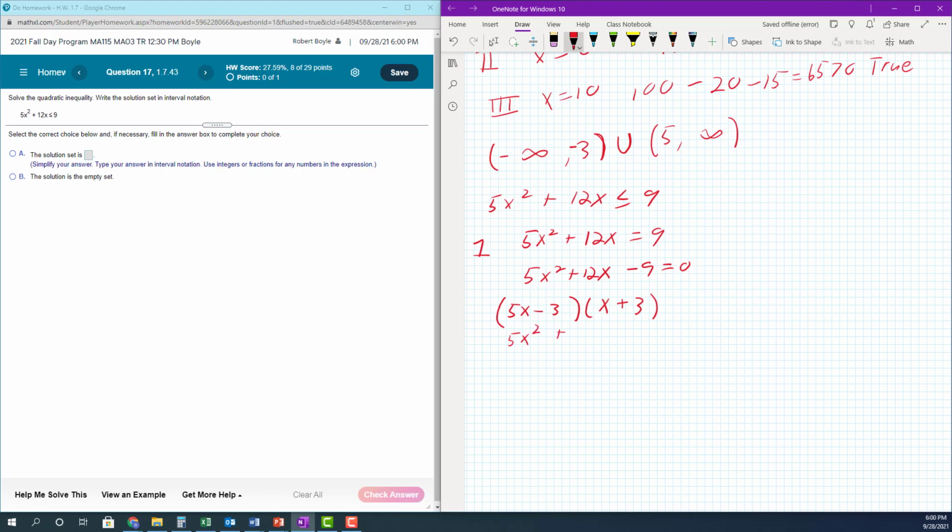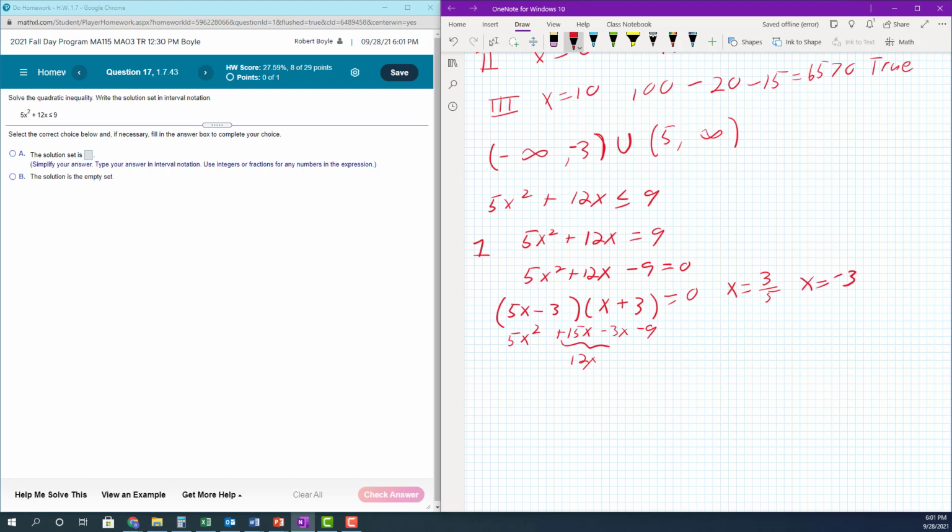5x times 3 is plus 15x. Negative 3 times x is negative 3x. And then we have our negative 9. The middle term is found by combining these two, which gives us our 12x. So this works out. And this also tells us that our solutions are x is equal to positive 3/5, and x is equal to negative 3.